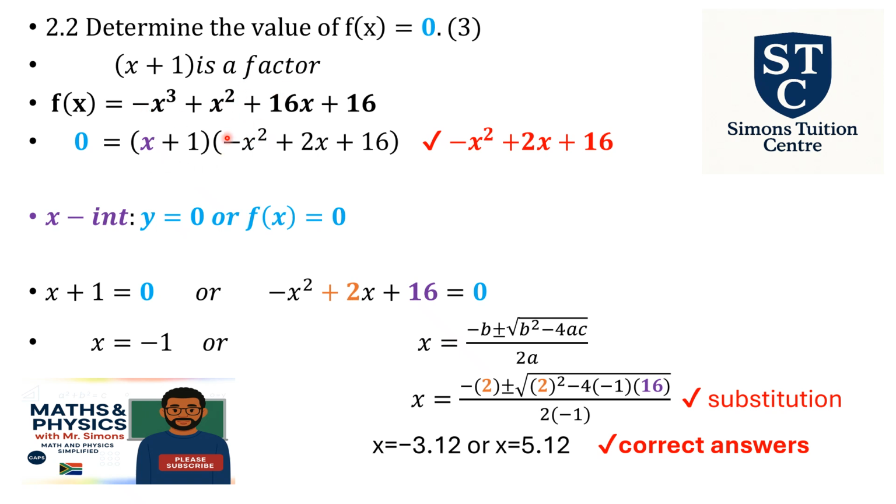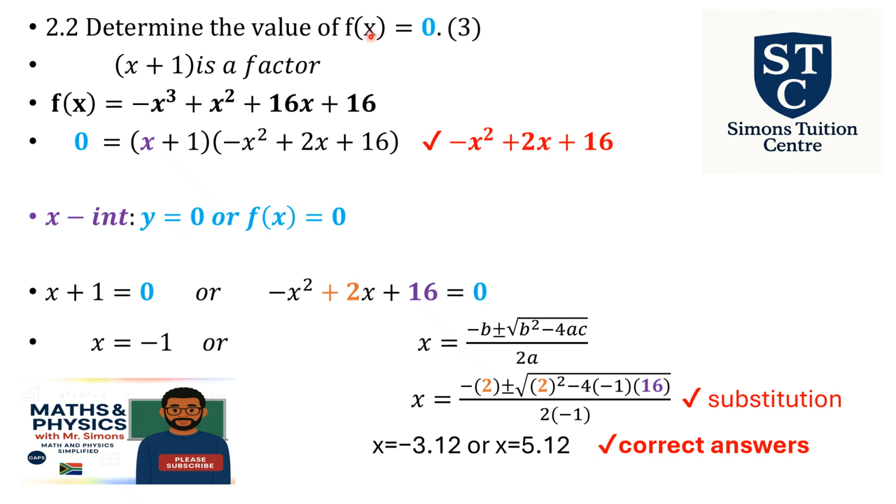X times what would give me negative x cubed? That there, x times negative x squared would give me negative x cubed. Then 1 times 16 would give me 16. There I have minus x squared. I want 1x squared. So therefore x times 2x gives me 2x squared. Minus 1x squared gives me x squared. So there we factorize and we have minus x squared plus 2x plus 16.